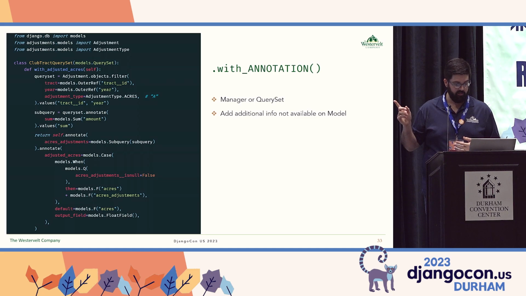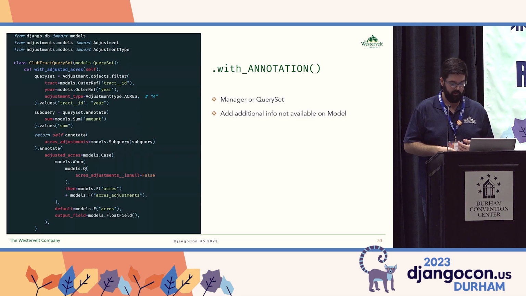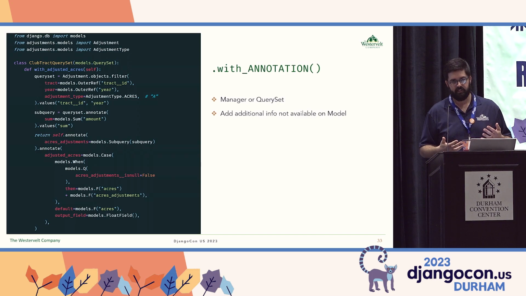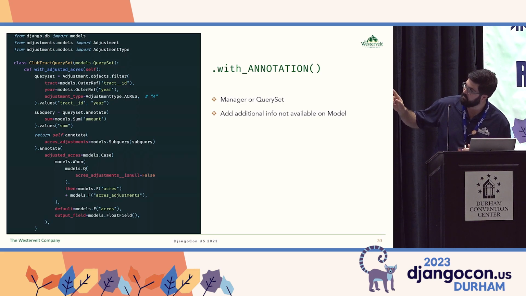In the application, we have a club tract model that defines a club's lease on a tract for a year. And throughout the year, the tract's acres can be adjusted either through a sale or an acquisition of land. And when doing the end of the year reports, the lease managers only care about the adjusted acres for that year. And so that is what this mess is doing.